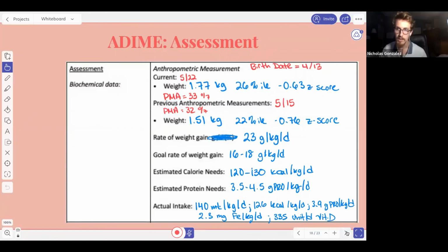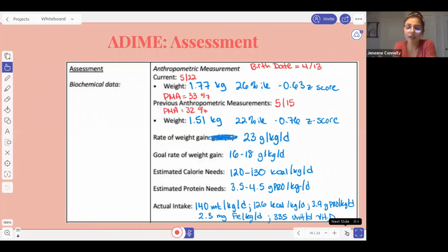Perfect. Just before we leave this slide, for this scenario, we did not have any of the laboratory values, but it is very important if you do have any laboratory values that are of significance to make sure you add that under the biochemical data. Exactly. Or if there are procedures that would be important to your recommendations as well. Any type of surgical procedures or anything like that?